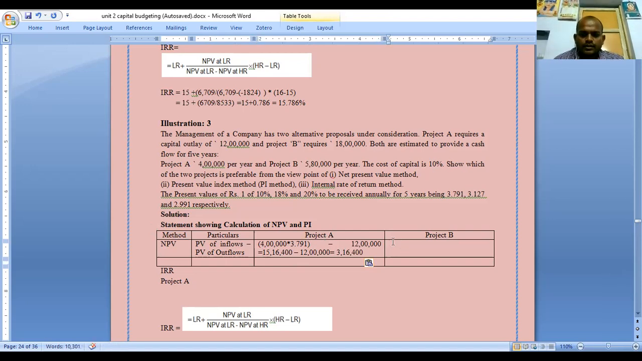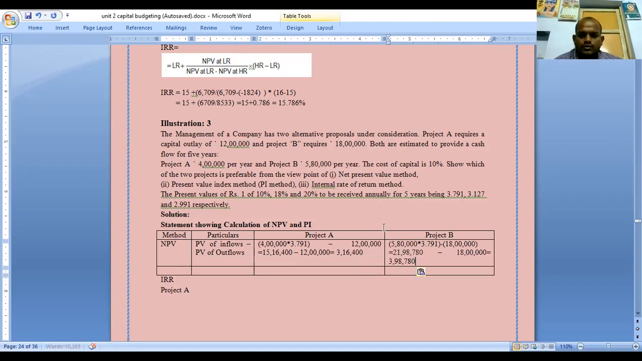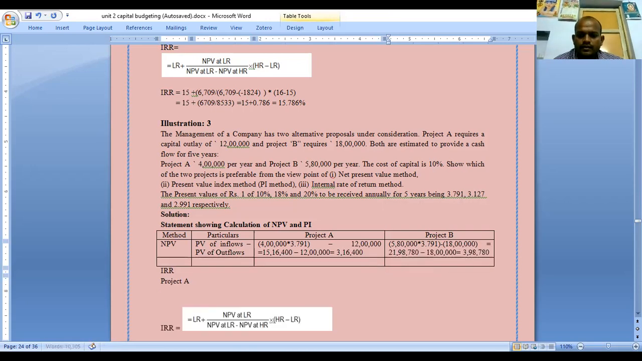So for project B, same procedure. 5 lakh 80,000 into 3.791 minus 18 lakhs. So present value of inflows minus present value of outflows. So it comes around 3,98,780 as NPV.